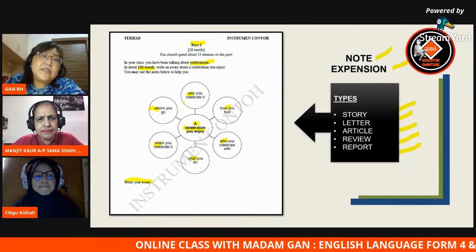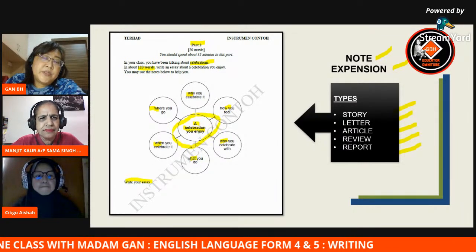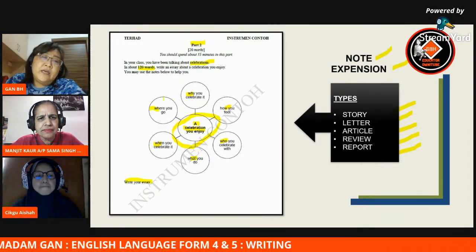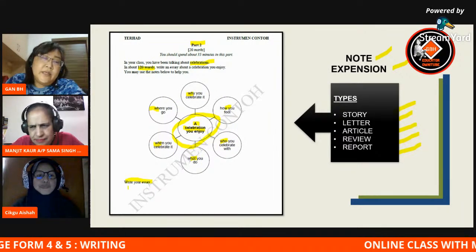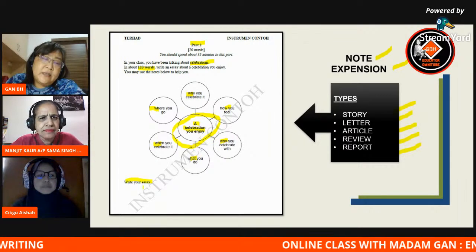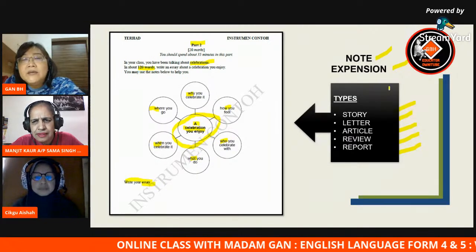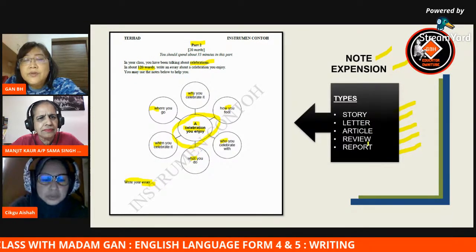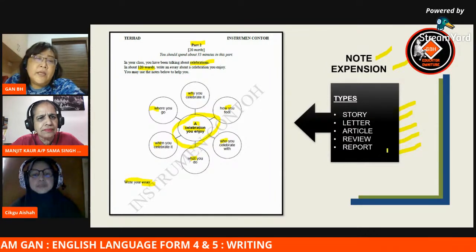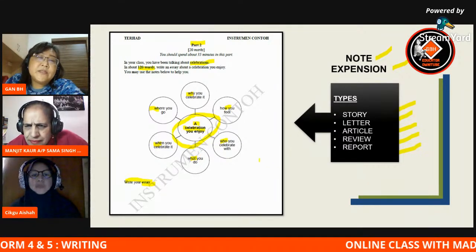Okay, and then part two is easy to understand. There is a center focus here, the center question. So it is a celebration. After that, you have all the WH questions. And then the instruction always says write your essay. So essay can be a story, letter, article, review, or report. You cannot assume an essay has no format. You can use whatever format you feel is logical.